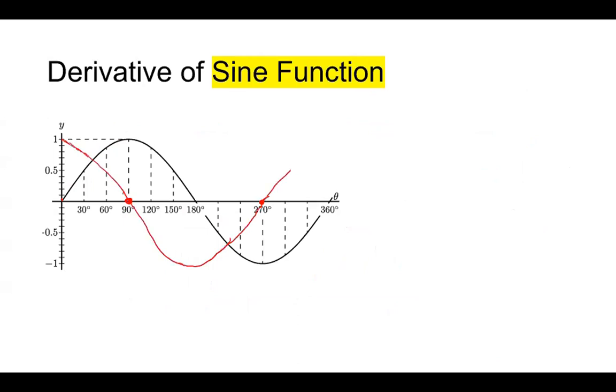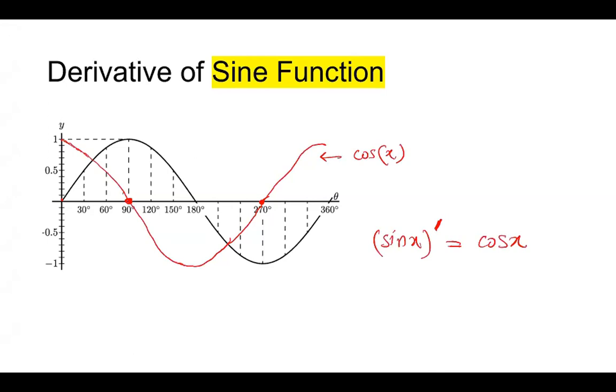And if you recall, this curve resembles a cosine x. So that means the derivative of sine x, if I write here sine x and put this prime symbol, which also means the derivative, equals cos x.